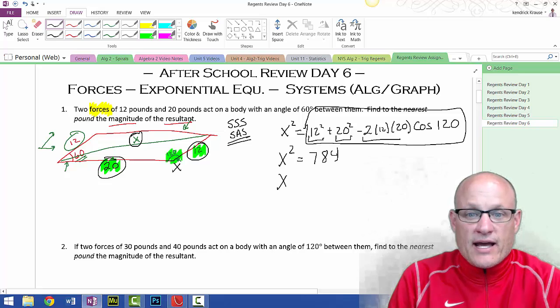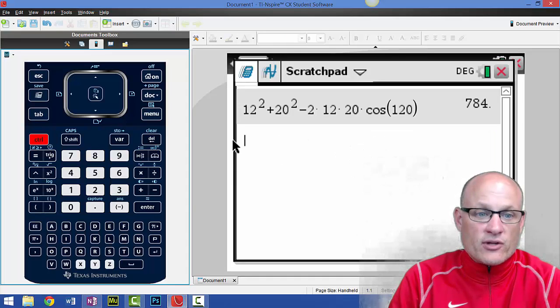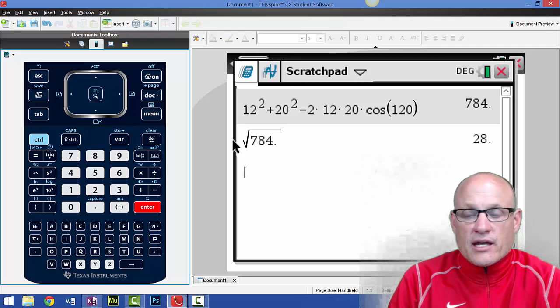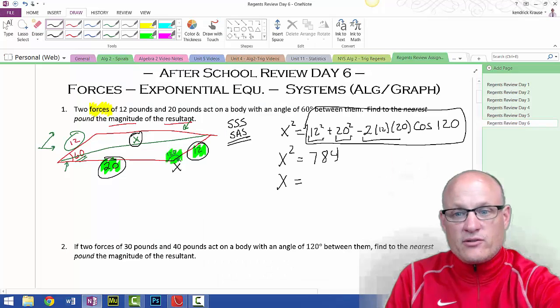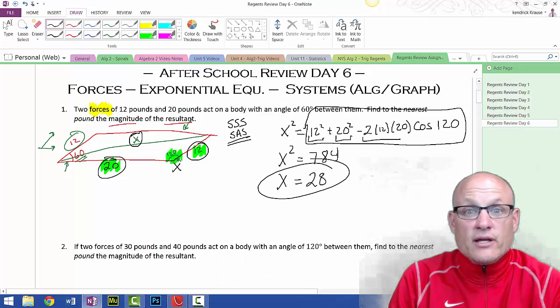To find x, it should be obvious that you're going to take the square root of both sides. So you need to take the square root of this. So second square root, control answer. And the square root of 784 is, in fact, 28. So in this case, the resultant is 28. Done.